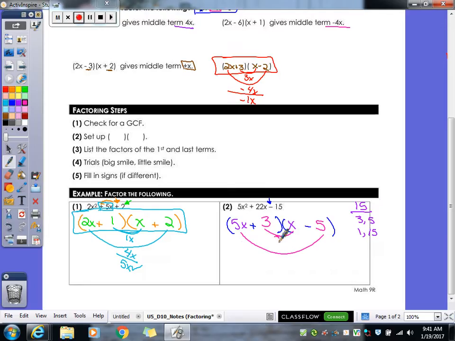So 3 times x gives us a 3x. 5 times negative 5 would give us a negative 25x. Combine those together, and what do we get? Much closer. The only thing that's wrong is our sign. So how do I fix that? I just got to make this one negative and that one positive.